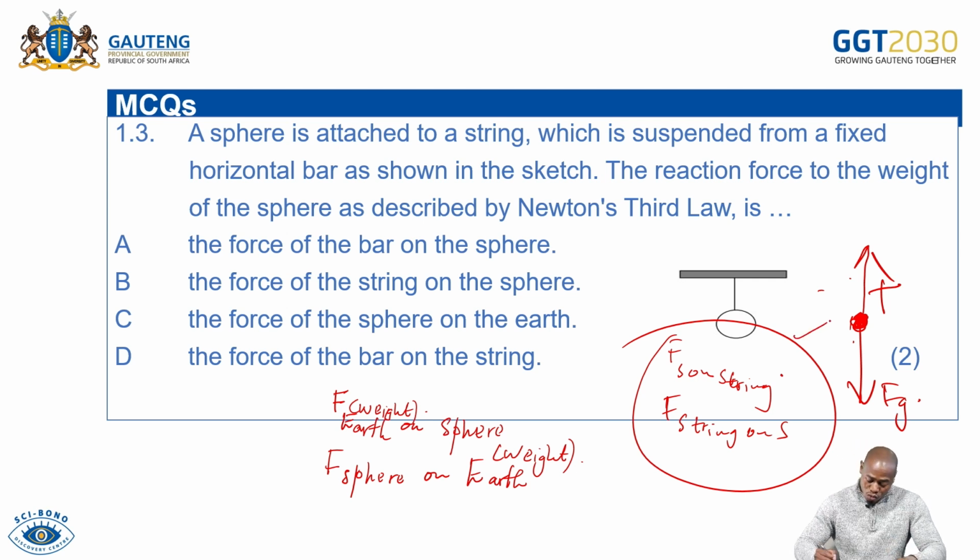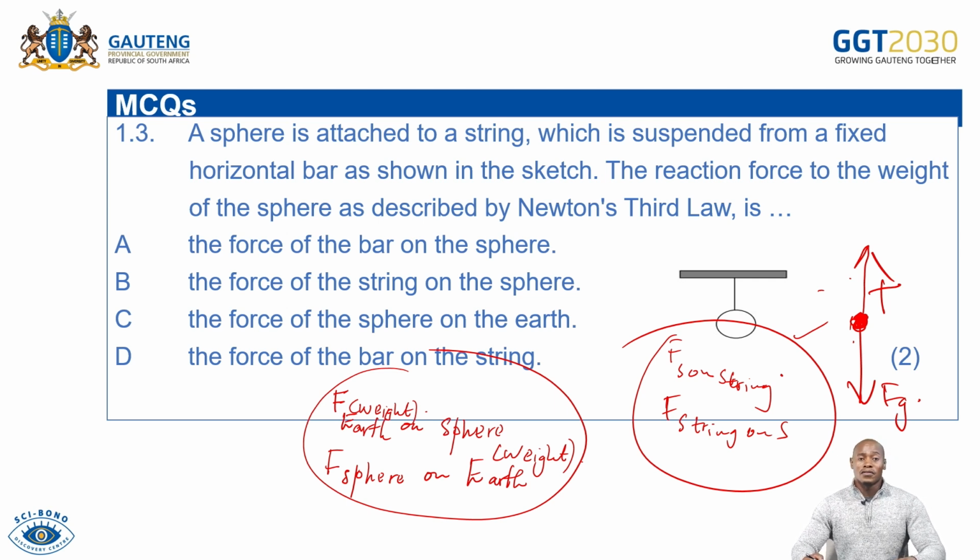So these are the two action-reaction pairs of forces here, all right? Force of the sphere on the string, force of the string on the sphere. Force weight on the sphere, force sphere on the weight, or the Earth, right? So let's look at the question.